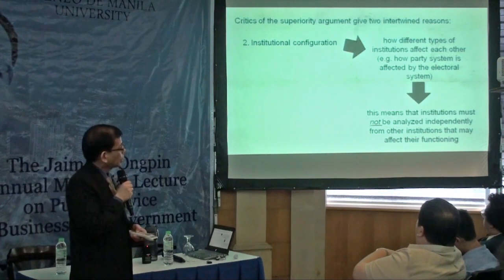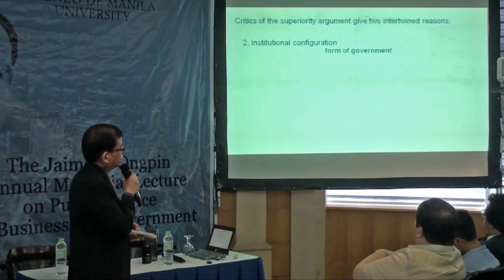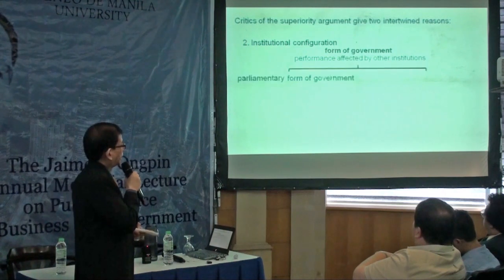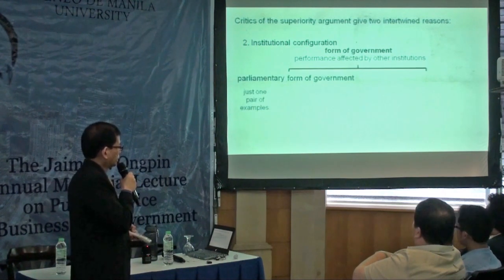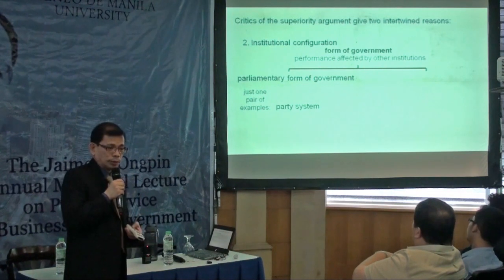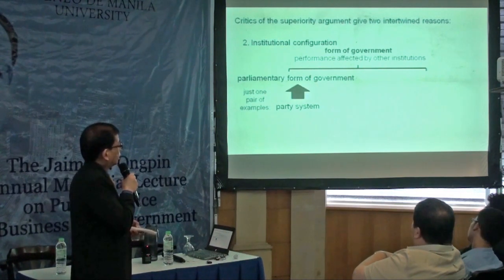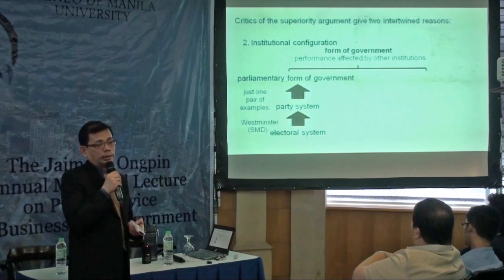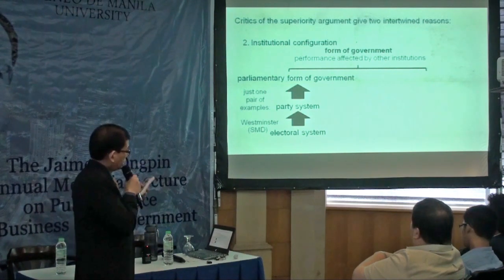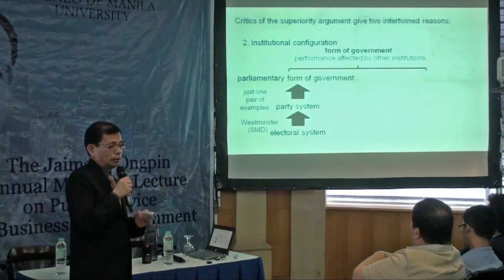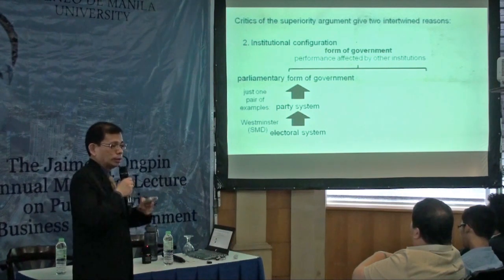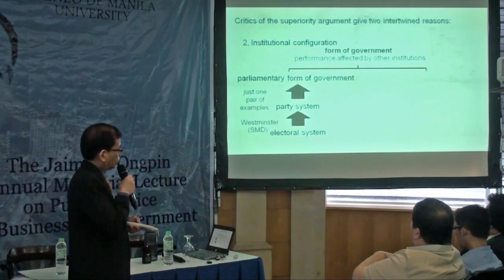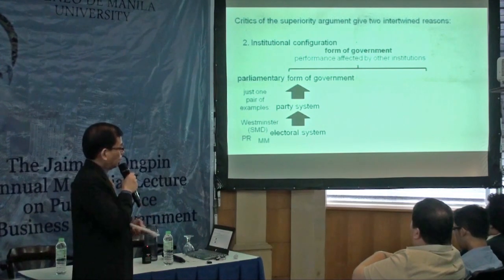I have diagrammed this in this way: a form of government, the performance will be affected by other institutions. For example, parliamentary form of government, just one example, its performance would be affected by the party system, which in turn is affected by the electoral system. For example, whether the election of the parliament would be single-member district, it's going to be majoritarian, and we call that type of parliamentary form a Westminster form of government, or PR, or mixed member.